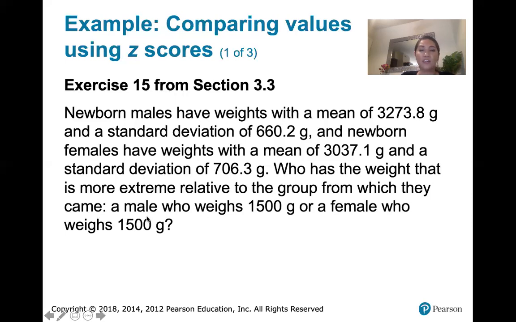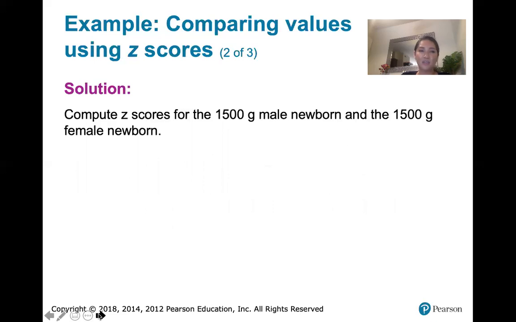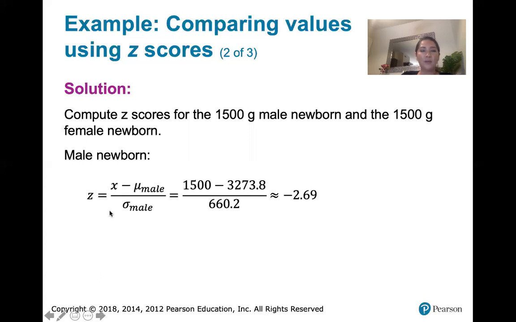Who has the weight that is more extreme relative to the group from which they came? Well, in order to do that, we'll just calculate a couple of z-scores. For the newborn male, we're going to take that 1,500 grams and subtract the mean for male newborns, and then divide by the standard deviation for male newborns. So you have 1,500 minus 3,273.8. That's going to give you a deviation. And then you'll divide by that 660.2, and we get negative 2.69.